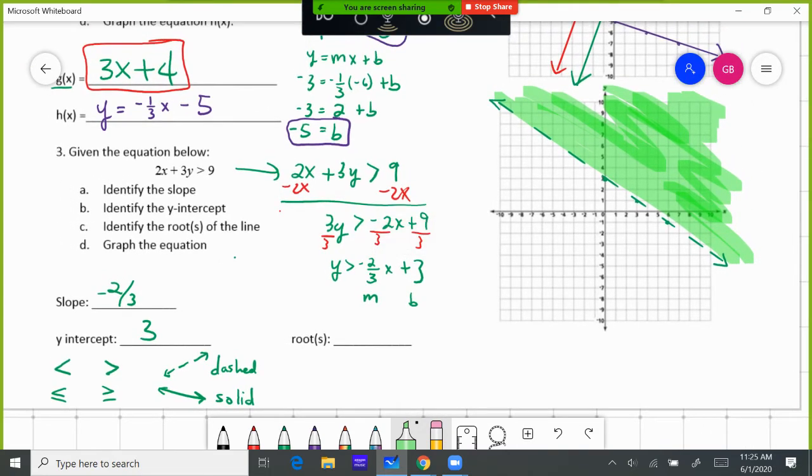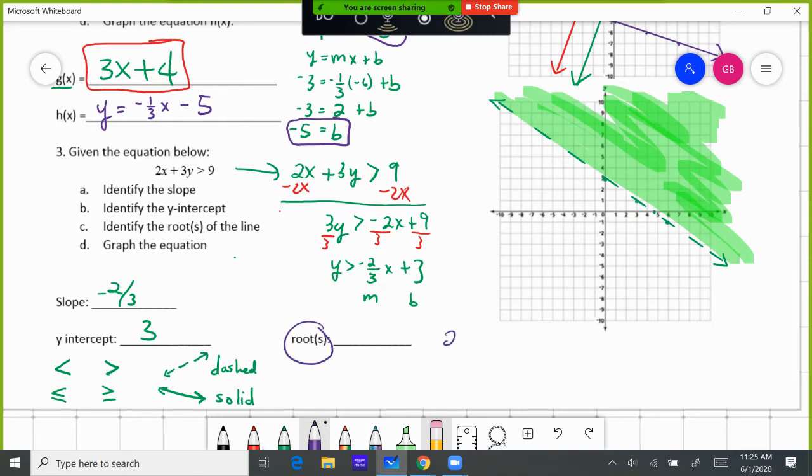Okay. And then the roots. Roots is where it crosses the x-axis. So it looks like it's somewhere around there. Or it's when y is equal to 0. Okay? So for roots, I'm going to do it in purple so you could see.